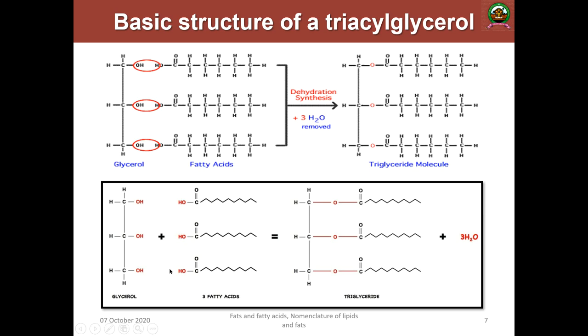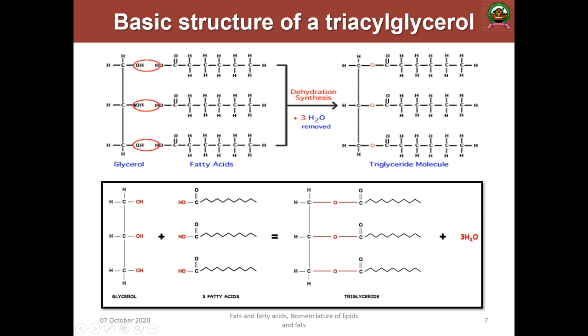I told you how it is produced. It is produced by the condensation of glycerol and fatty acid. So glycerol, you know that, CH2OH, CHOH and CH2OH. Then you have 3 molecules of fatty acid, CH3, CH2, CH2, CH2, CH2, COOH. Similarly, CH3, CH2, CH2, CH2, CH2, COOH. Then CH3, CH2, CH2, CH2, CH2, COOH.